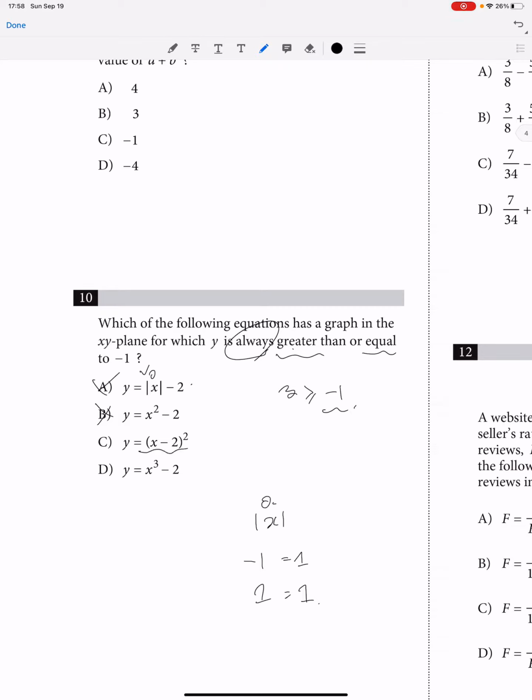But in this case, if we put 0 here, the inside of the bracket would be -2, but this gets squared, so it turns to 4. All the other values we put in would be squared, and it will never be a negative number. So all the values must be bigger than -1. So the answer is C.